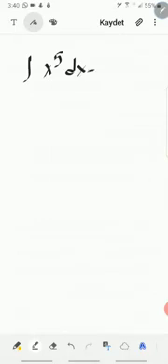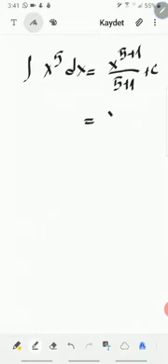Okay, let's have a look. For example, let's have x to the power 5 dx. Let's apply the integral rule. We get x to the power 5 plus 1 over 5 plus 1 plus c. It means x to the 6 over 6 plus c. Okay, let us check, is it really true or not?